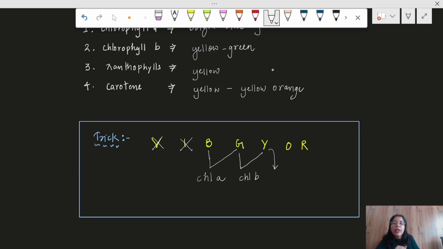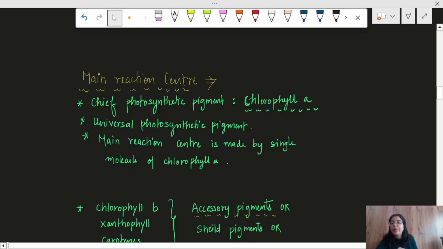Okay, only yellow for what? For xanthophyll. Okay, and yellow to yellow orange. Okay, yellow to yellow orange is for carotene. Okay, you don't have to consider, right? Okay, so by this also you can remember. Okay, maybe this trick will help you.